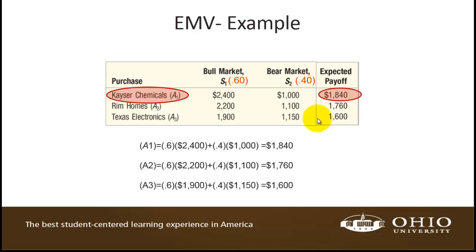So if we use expected monetary value as our criteria for making a decision or choosing an alternative, we would select Kaiser Chemicals, and our expected return would be $1,840.